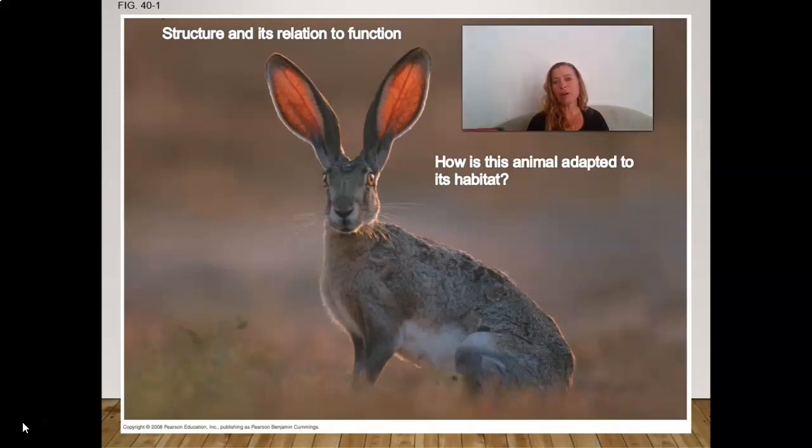And I want you to think about, as we dive into plants and animal systems, that structure is always related to function. And so if you look at this rabbit right here, you can see that this rabbit has specific characteristics that make it adapted to its habitat and its lifestyle. Its eyes are on the side of its head because it's a prey animal and it needs to look out for predators. It has those big old giant ears with the veins running through it to help keep it cool in the hot, hot summer.